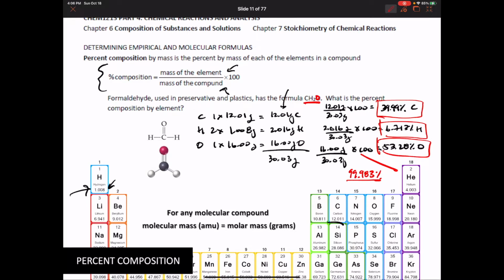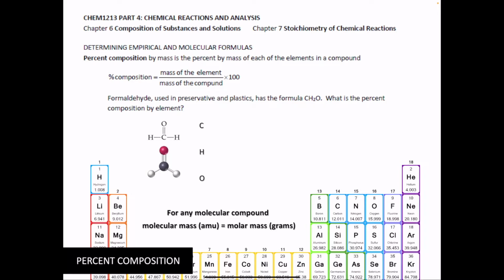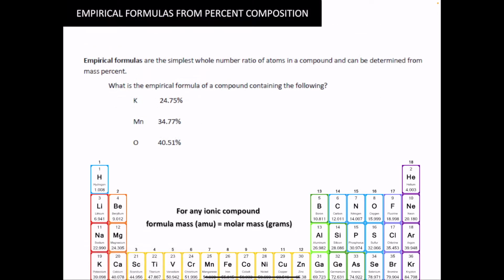Let's see, what else can we do here? Oh, we just did that. Empirical formulas, remember, this is the simplest whole number ratio of atoms in a compound, and it can be determined from the mass percent. So we're going to determine the empirical formula from mass percents. So we're kind of going the opposite way now.